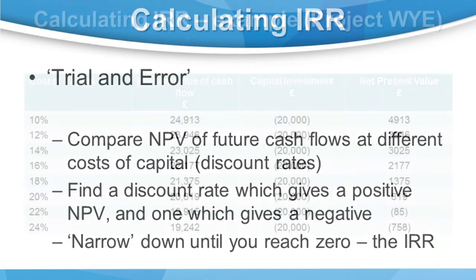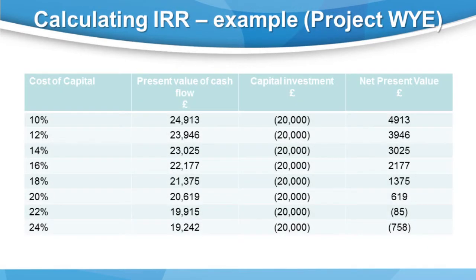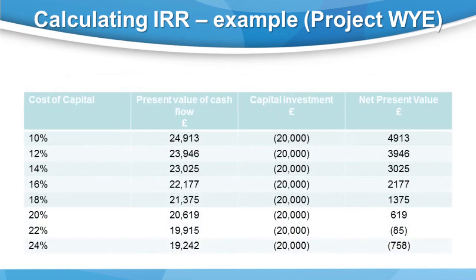We can see here with Project Y, which we looked at in the videos on payback and discounted cash flows, that the net present value at 10% cost of capital is positive at £4,913. This indicates that the internal rate of return must be higher than 10%. We could try again at 16%. The NPV has fallen to £2,177, but it's still positive.